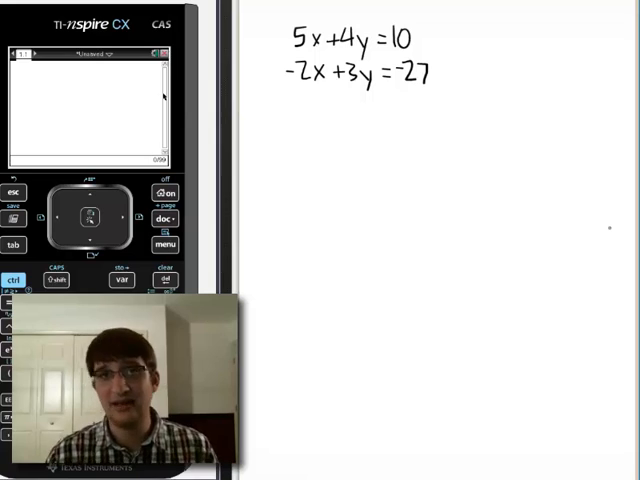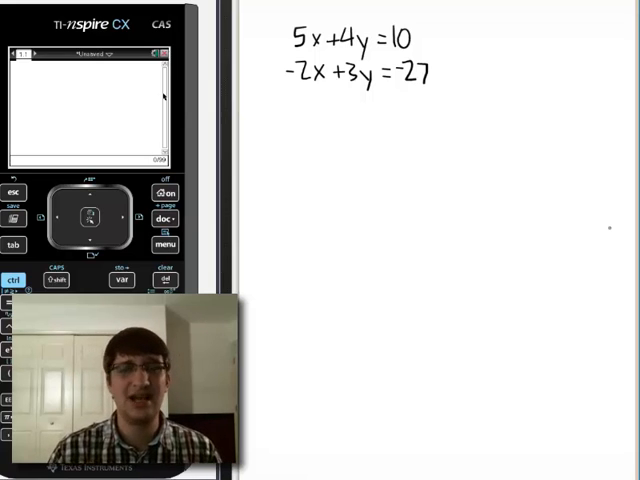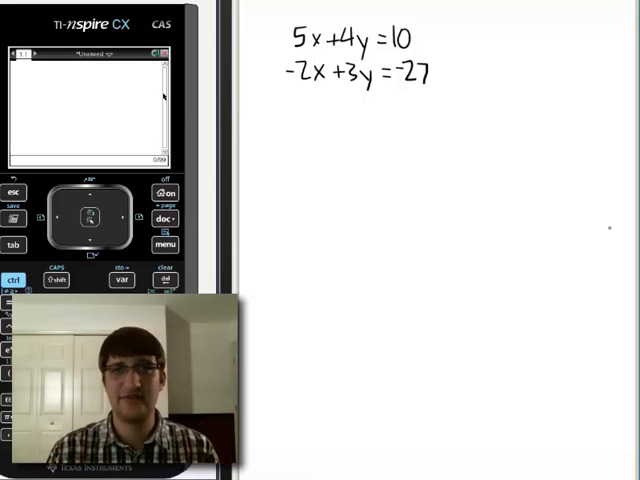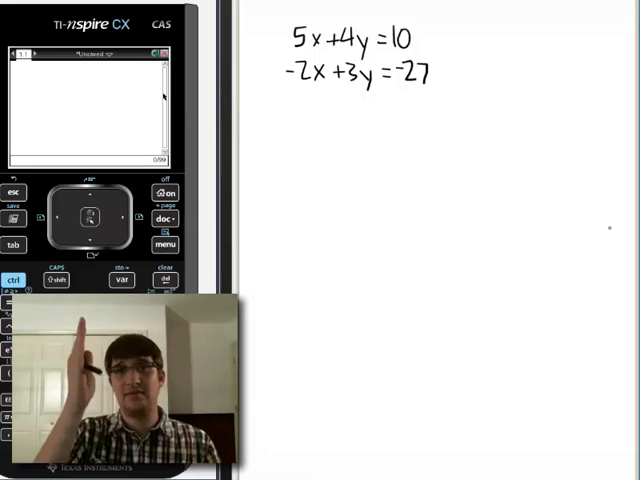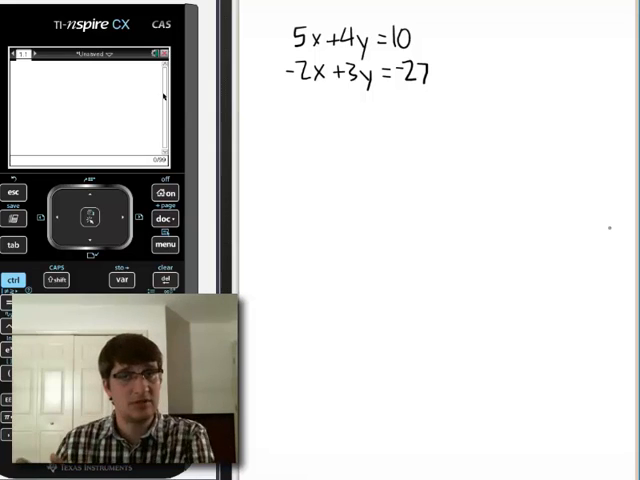Now, I like to do the same thing over and over again, so I like to pretty much stick to just that first variable that I see. First variable that I see are the x's. I notice again that everything's in the same column, like the x's are in a column, y's in a column, numbers in a column.